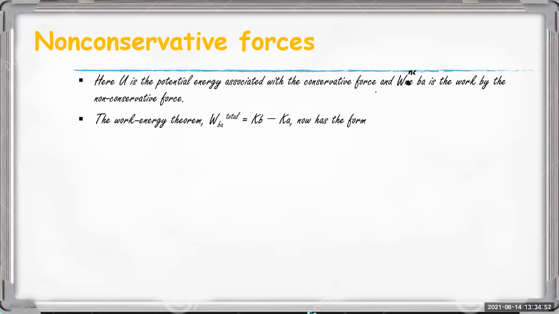By the work energy theorem, we can write W BA total must be equal to the kinetic energy at point B minus the kinetic energy at point A. When we substitute that quantity here, we get minus UB plus UA plus W BA NC, which is equal to KB minus KA.